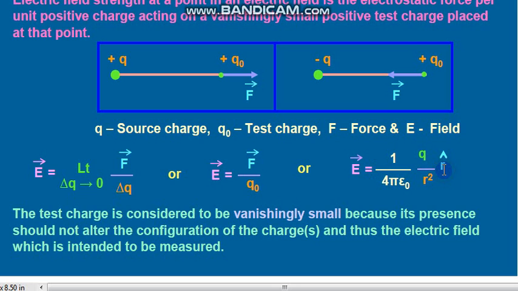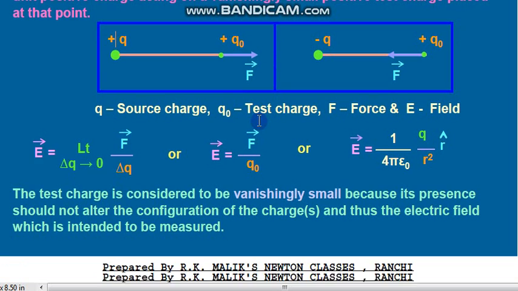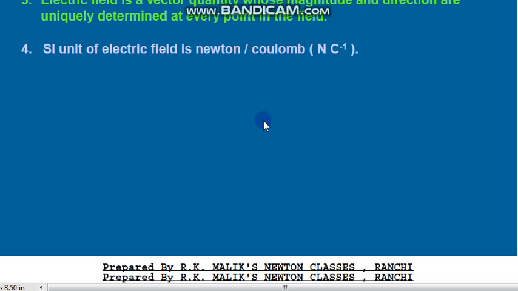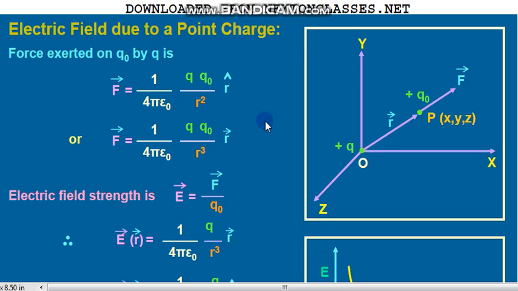Whereas this r cap here is showing you the direction of the electric field, and it is very easy for us to understand the direction of the electric field. You all have to just keep in mind that the electric field is always going to be in the radially outward direction for a positive charge and radially inwards for a negative charge. So that's what you just have to take into consideration. We can also try and understand it by a field concept.